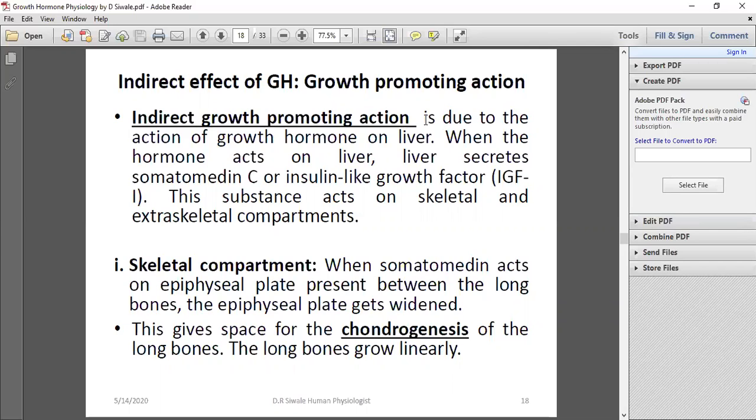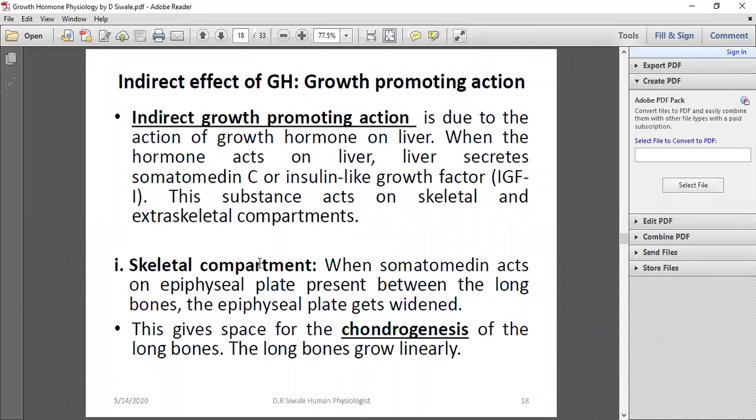So indirect growth promoting is due to the action of growth hormone on the liver. When the hormone acts on the liver, it secretes somatomedin C or insulin-like growth factor. This substance acts on the skeletal and extraskeletal compartments. Skeletal, and anything that's not skeletal, that's what we mean by extraskeletal compartments. On the skeletal compartments, what does it do? It promotes growth of the skeleton. So here we will not waste much on the growth of skeleton. This is very clear in histology.